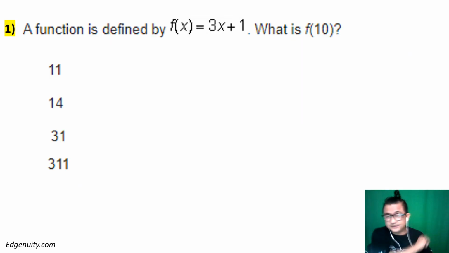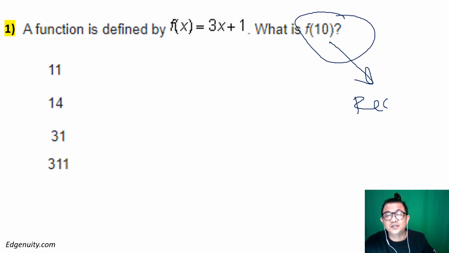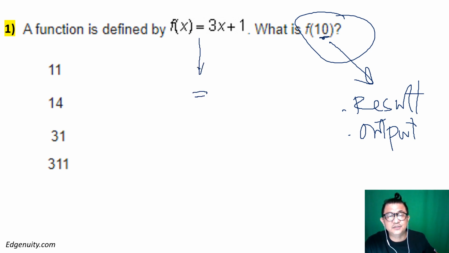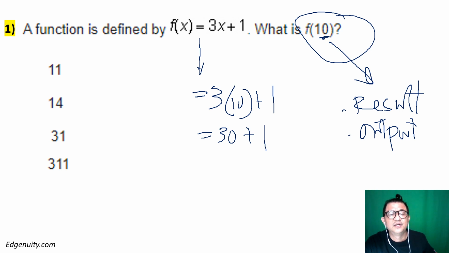Now let's try some ingenuity problems. This should be easier for you. A function is defined by f of x equals 3x plus 1. What is the function of 10? Meaning, what will be the output if the input is 10? So simply plug it in. Write down 3 times 10 plus 1. That's going to be 30 plus 1, 31. So that's the answer.